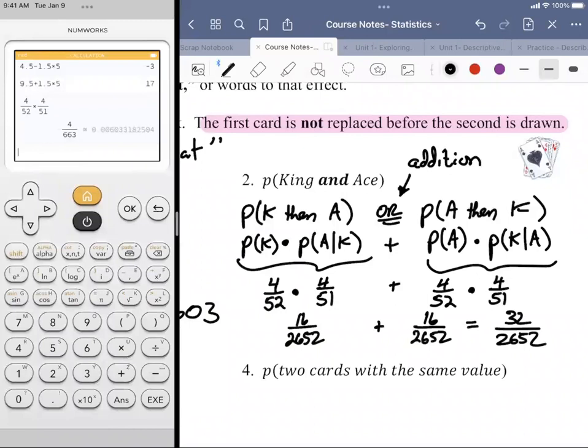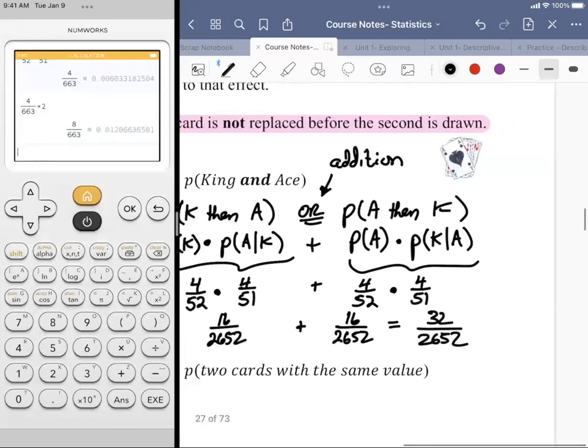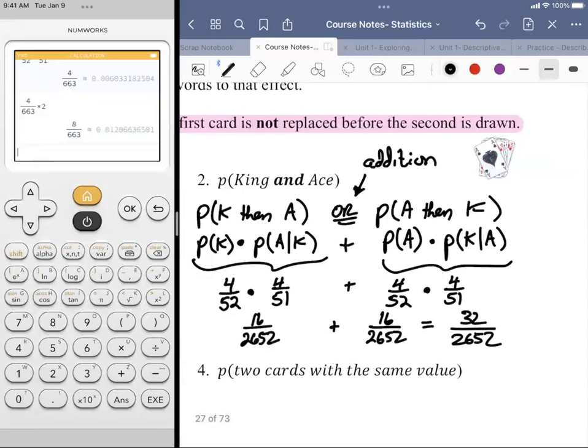All right. So what you could do in NumWorks is take your answer. If you go up, highlight the number itself and hit OK, it'll bring it down into a new field. You take that and double it, because there's 2 of them, and you get 8 out of 663, or we could say about 0.0121. Oh, this is actually an equals.